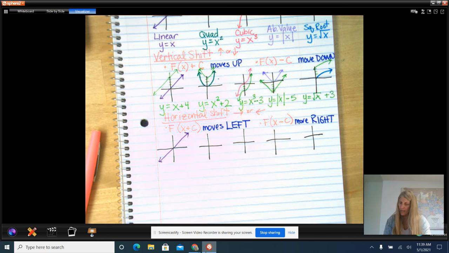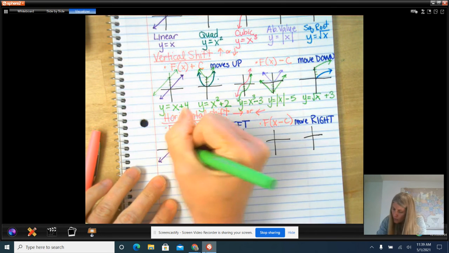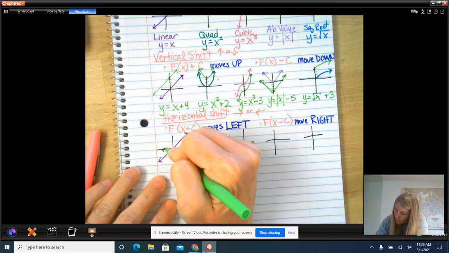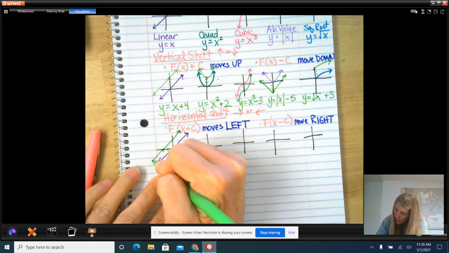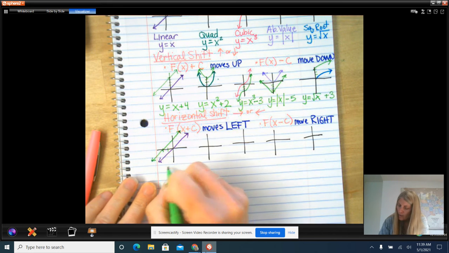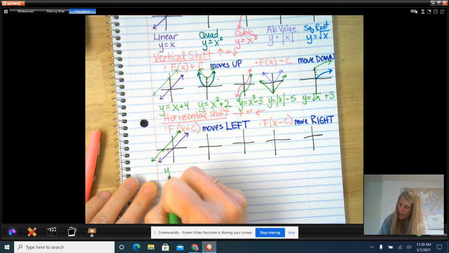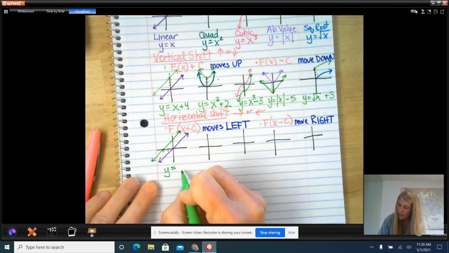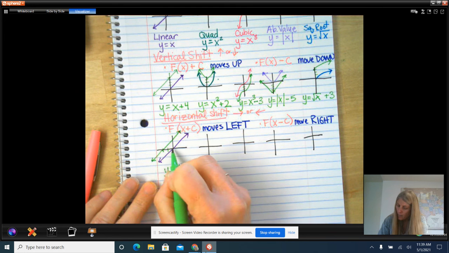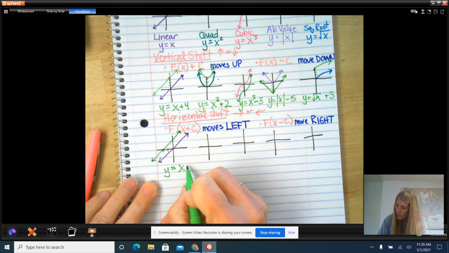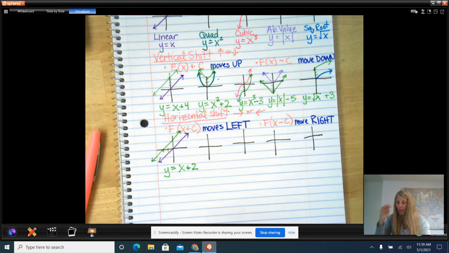And then we want to go ahead and move it to the left 2. And so we are going to have our function be y is equal to x, and then we're moving to the left, so that's going to be plus 2.